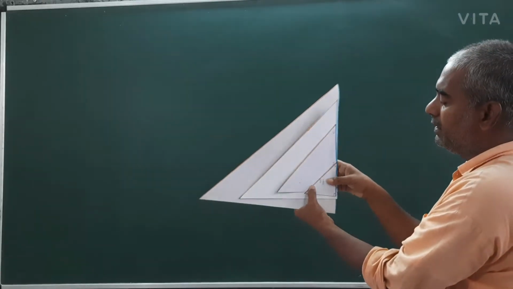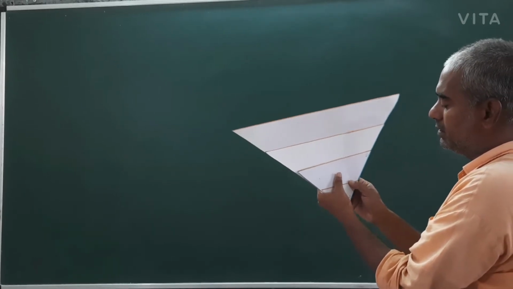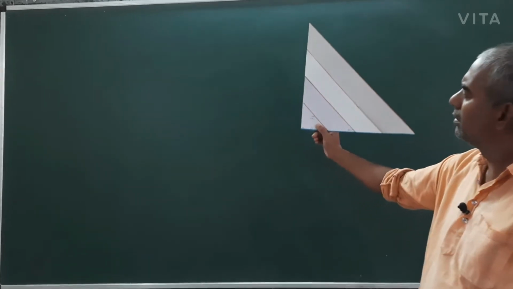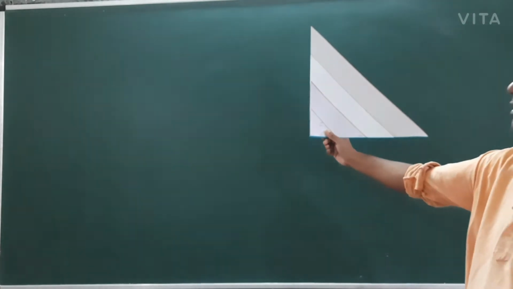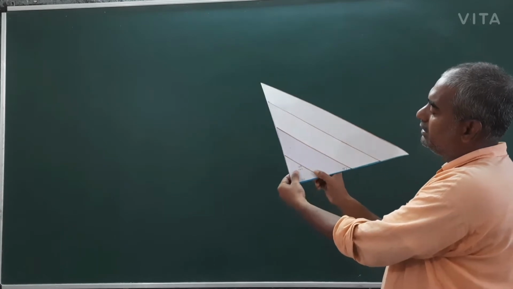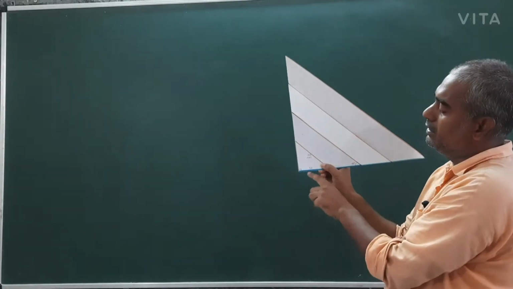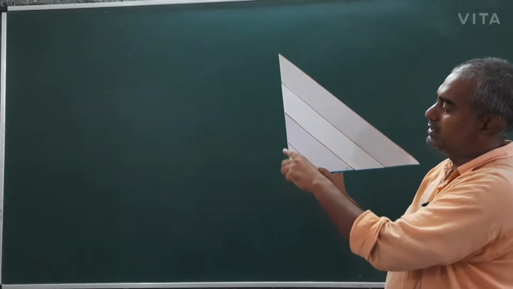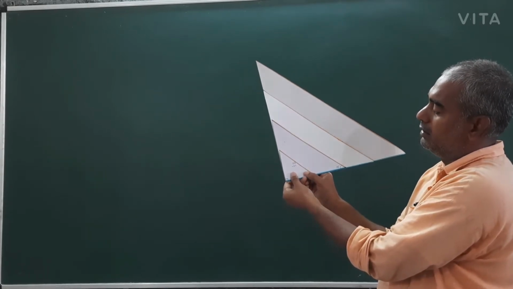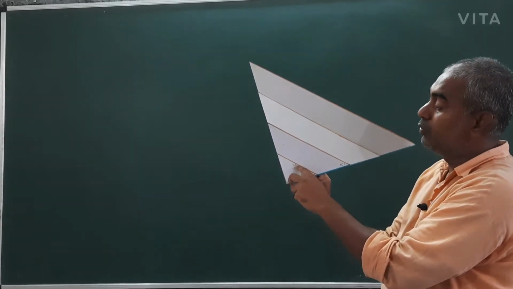Okay, let me arrange them in a different style. In this way, I have got all the 4 triangles one by one. Actually, the smallest one, this is 1, 2, 3, and 4. The smallest one is 10 centimeter and 10 centimeter, and this orange color line length is 10 root 2.